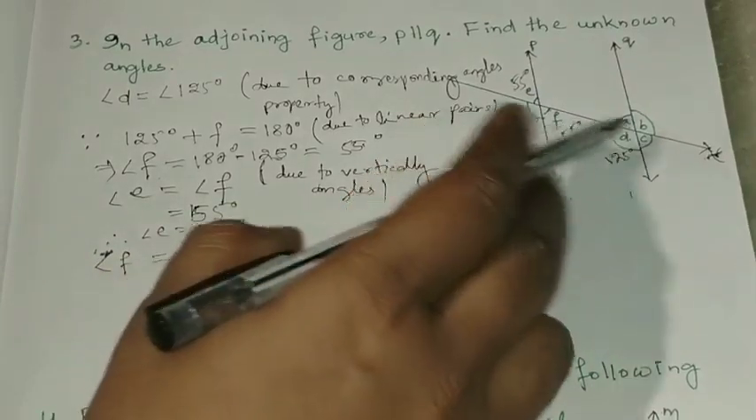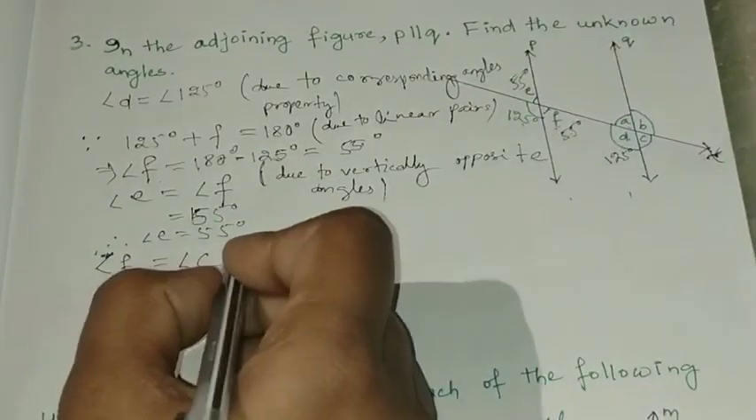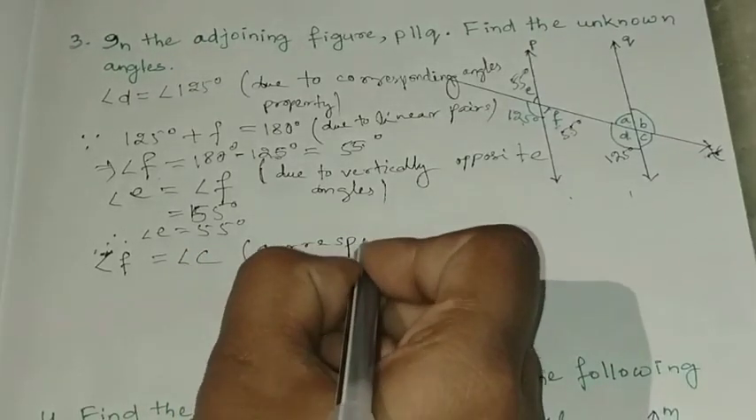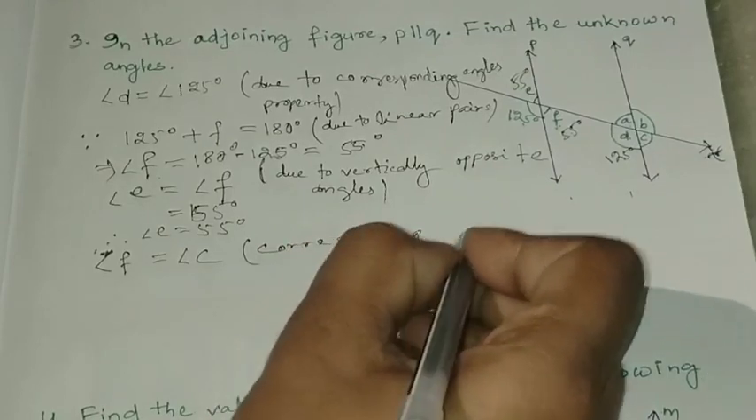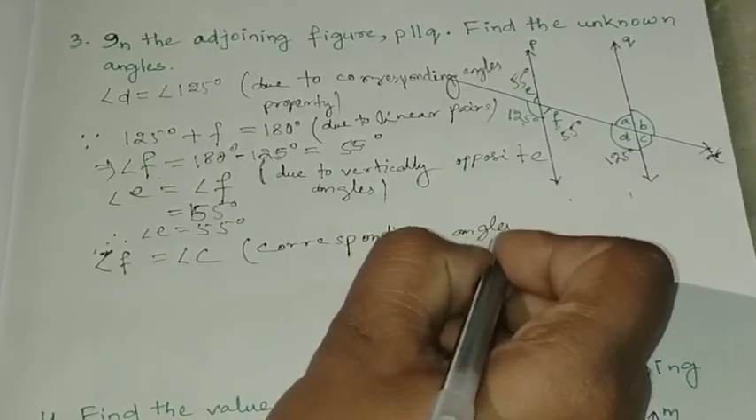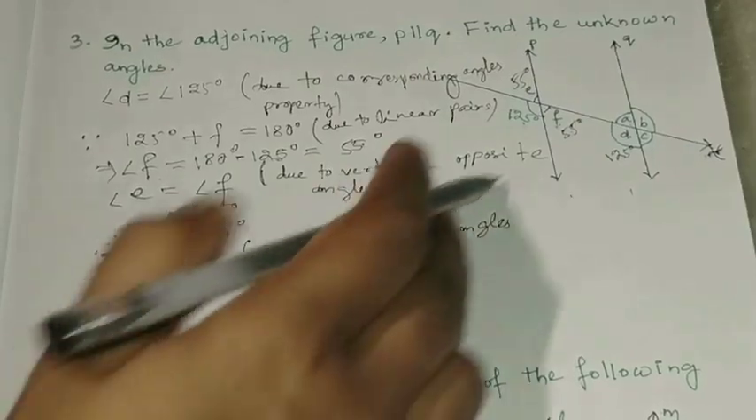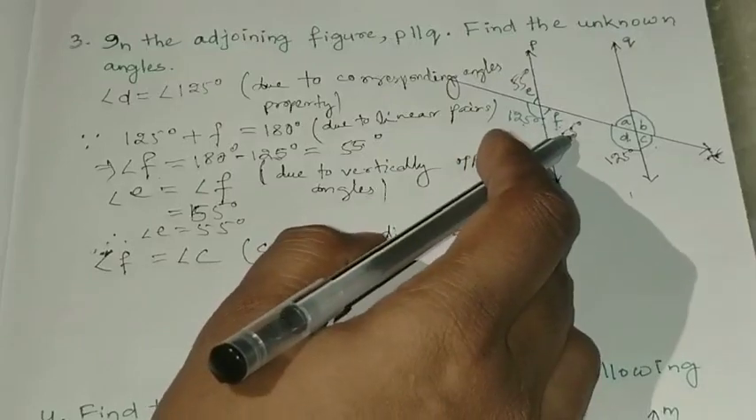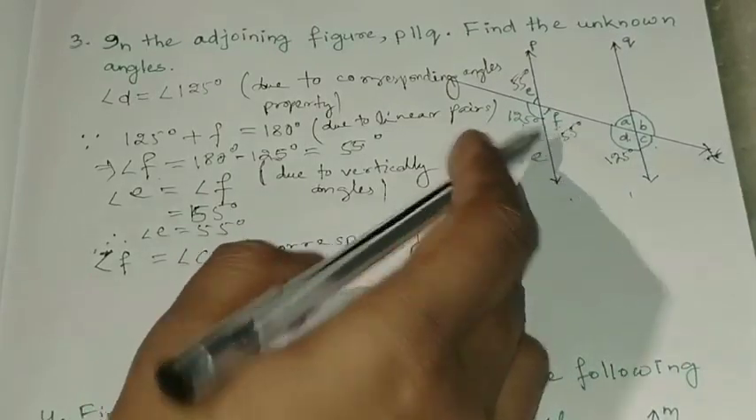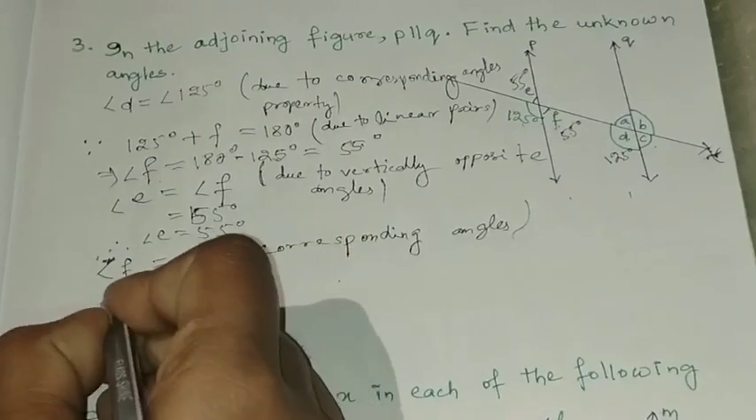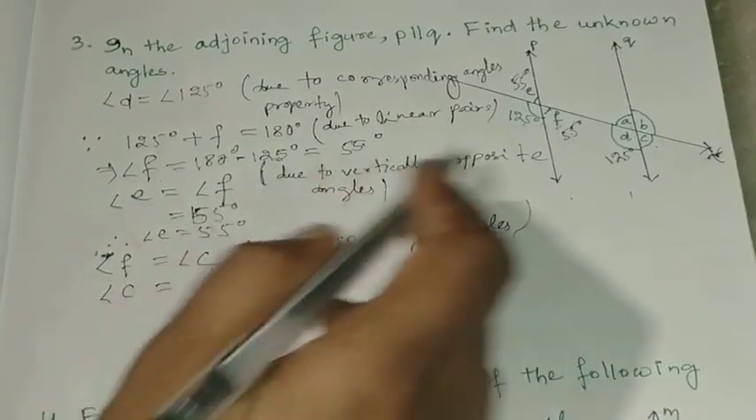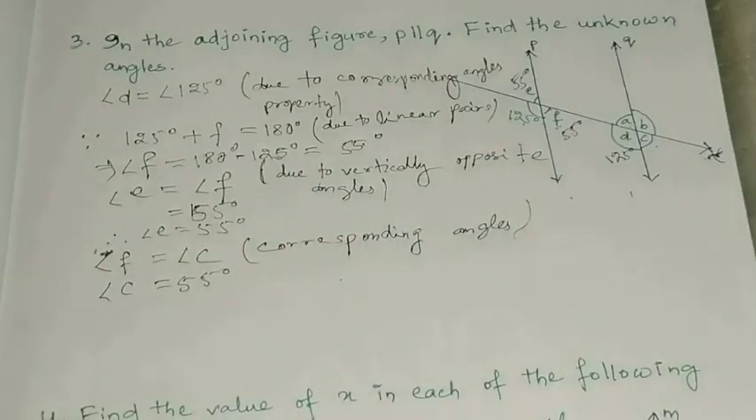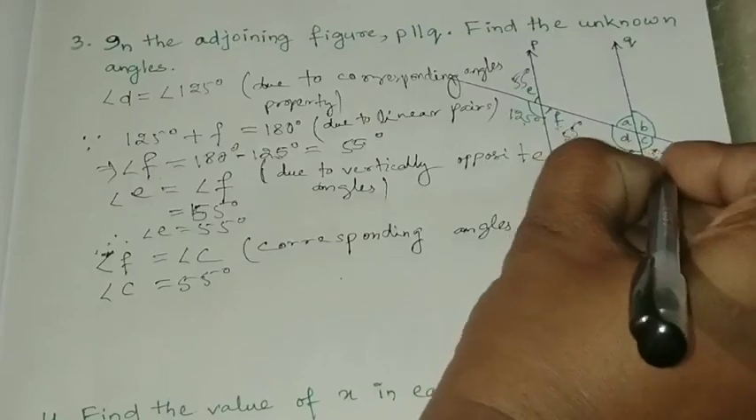Why? Because angle F and angle C are what? Corresponding angle. So angle F and C are corresponding angles. That's why angle F equal to angle C, and C is how much? Now you can write that F is 55 degree, then C is also 55 degree. So we got C also. So this is 55 degree.